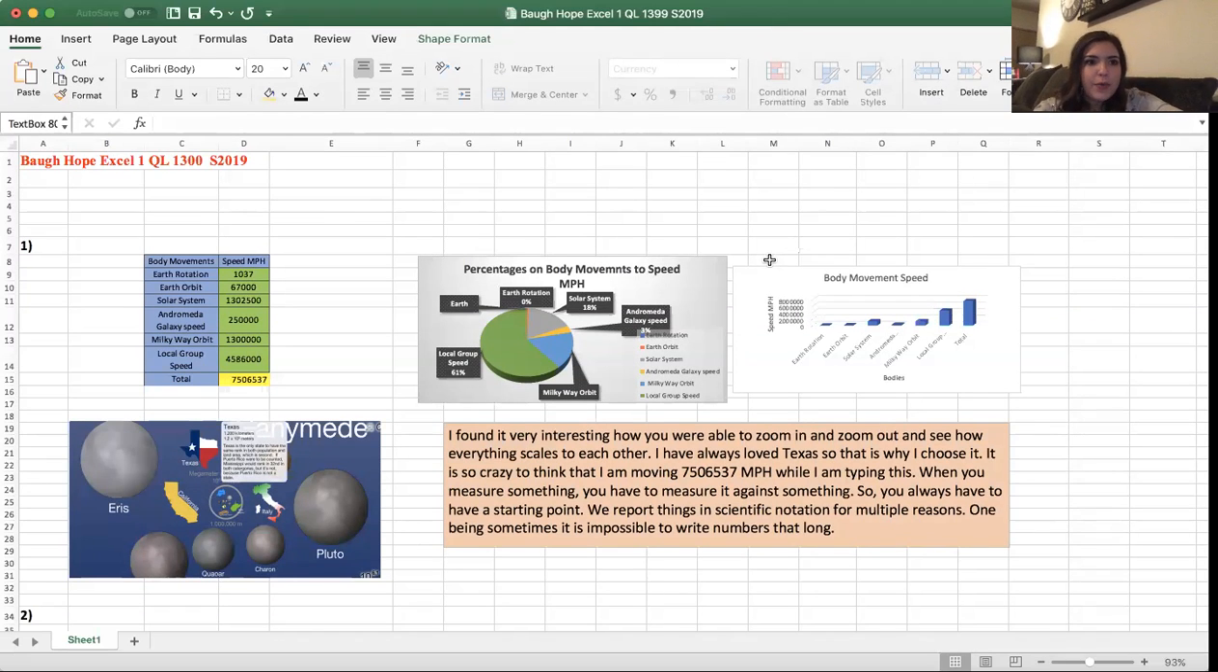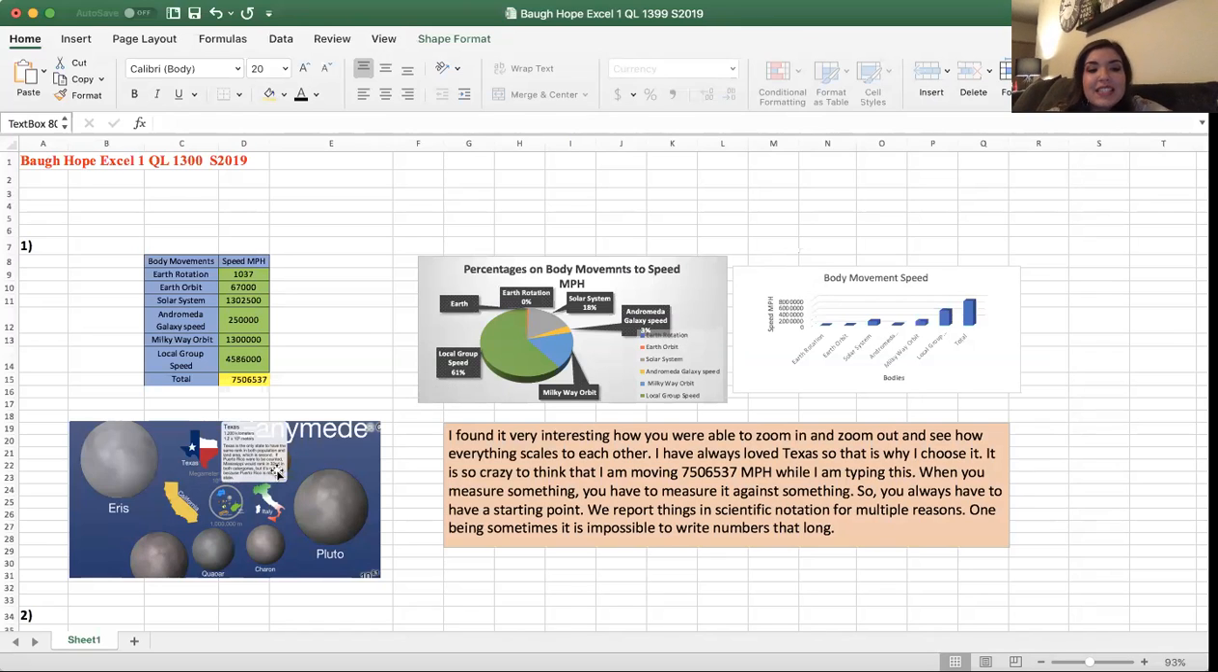So for number one, I chose Texas. My mom was born and raised in Texas, and so she kind of made me a Texas girl. So I love Texas, but I just love how big it is. I mean, it's pretty neat that Texas is such a big state. I know some people hate Texas, but it's okay.